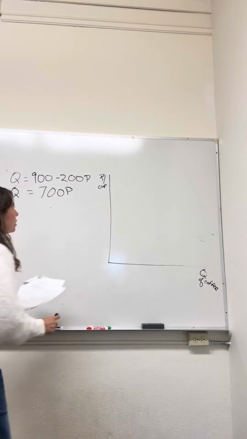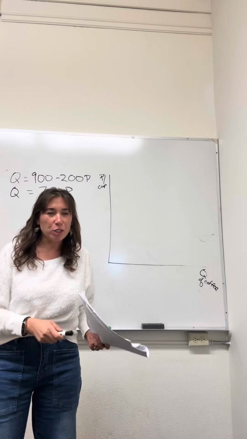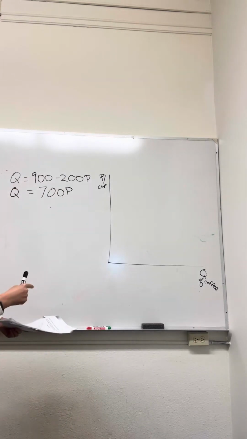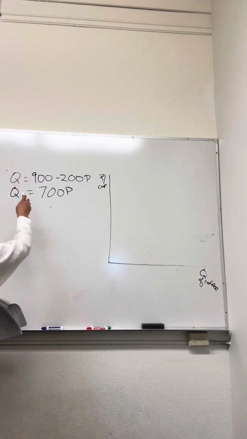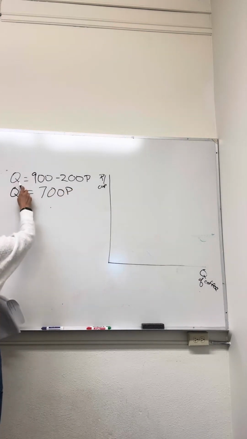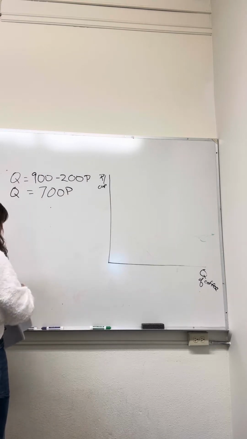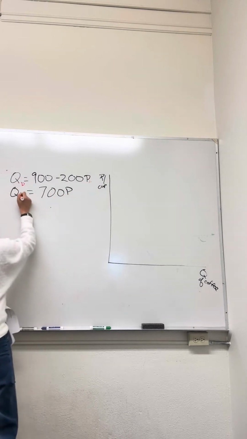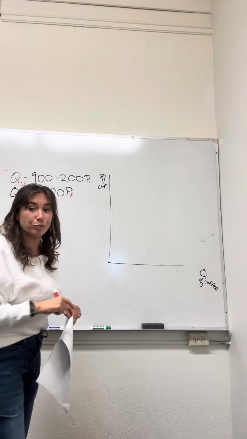We're going to solve for price and quantity in the marketplace. The first thing that we need to do is identify which one of these is supply and which one of these is demand. So we have a negative correlation between price and quantity here, and that makes this demand, and that makes this supply, because as price goes up, quantity demanded goes down.